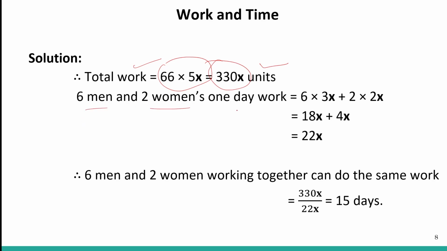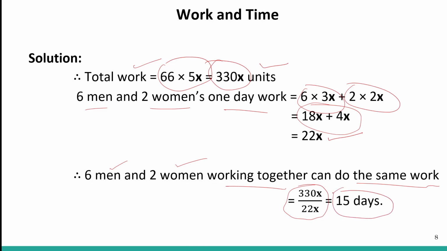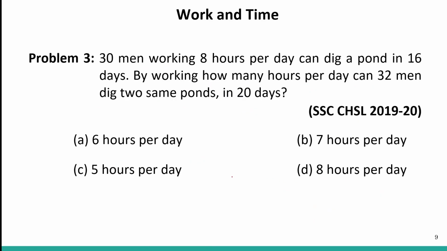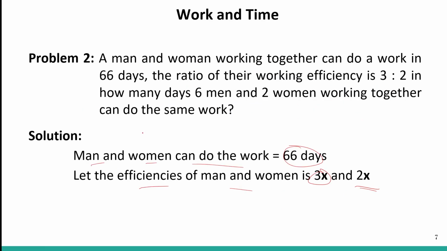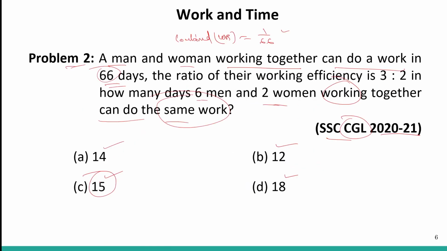And 6 men and 2 women's 1 day work will be 6 into 3x plus 2 into 2x, that is 18x plus 4x is equal to 22x. So 6 men and 2 women working together can do the same piece of work in 330x by 22x. That will be nothing but 15 days, right? So 15 days is the correct answer.